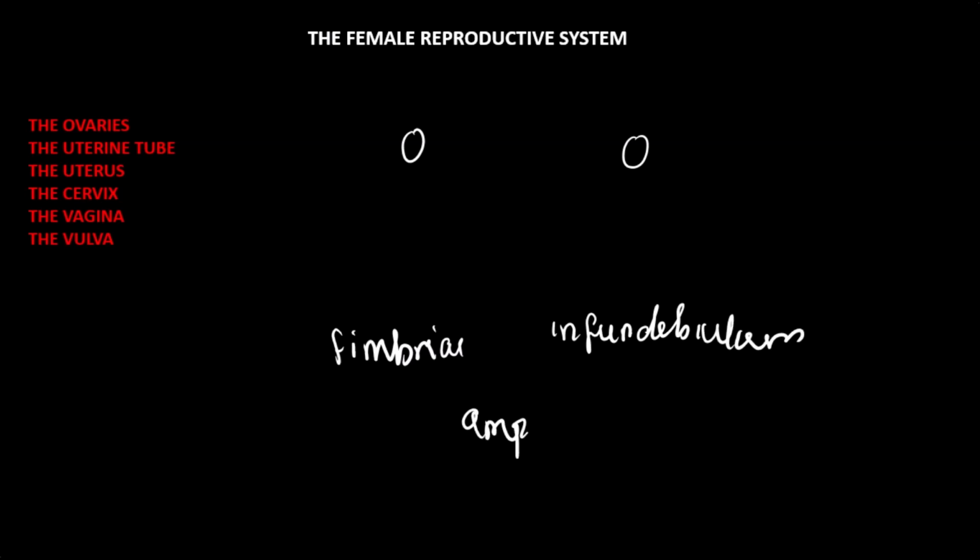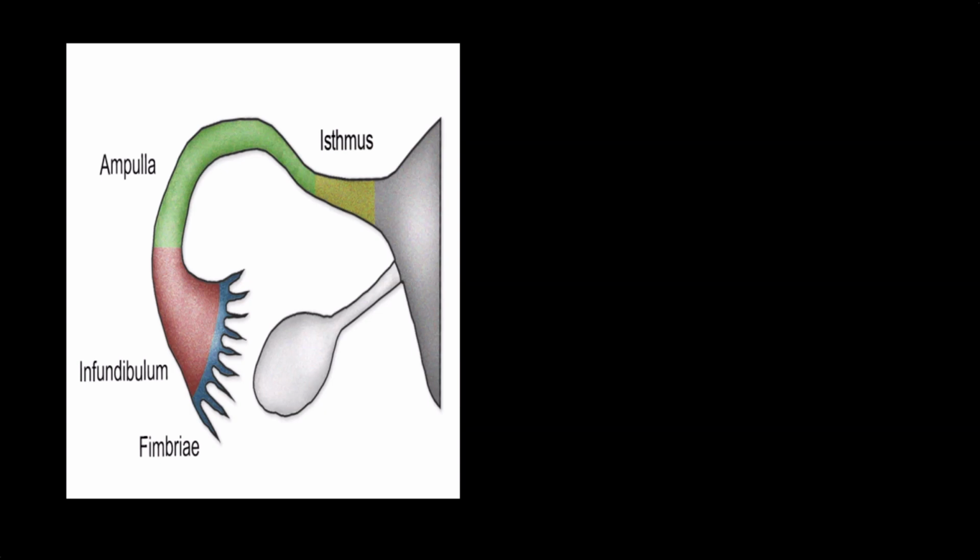The next structure we'd be considering is the uterine tube. The uterine tube is made of 4 parts. Okay, so in the uterine tube we have the fimbria, the infundibulum, the ampulla, and the isthmus. Okay, so we have a structure that looks like this. This is the uterine tube, and it's also sometimes called the fallopian tube.